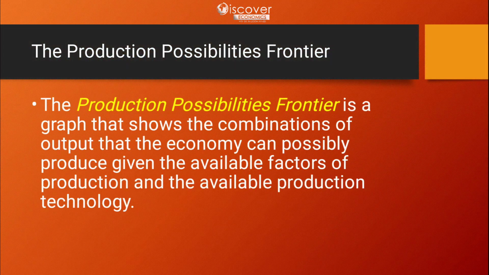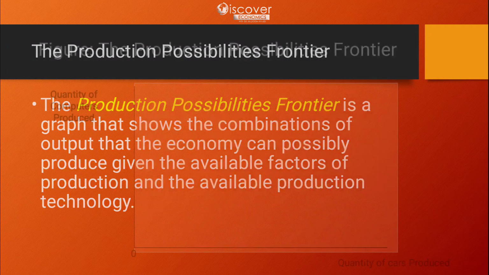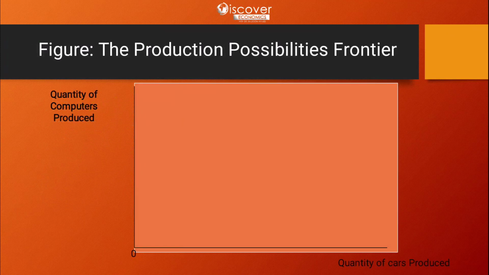Production possibility curve is actually a curve that shows different combinations of two products that we can possibly produce with the help of the resources that the country has. So we are going to have two axes. On one axis we have the quantity of cars produced. On the other hand we have the quantity of computers produced.